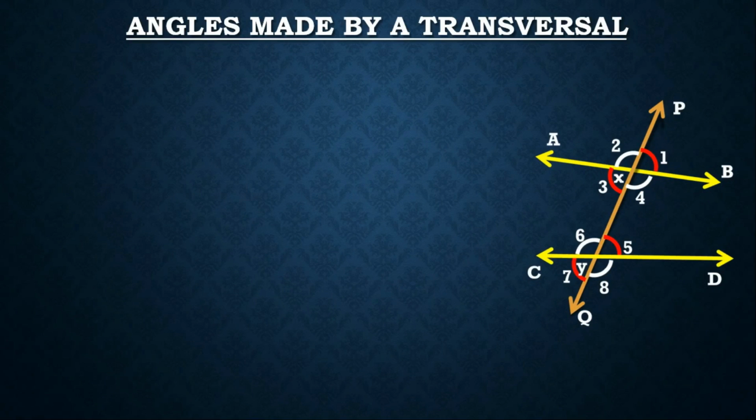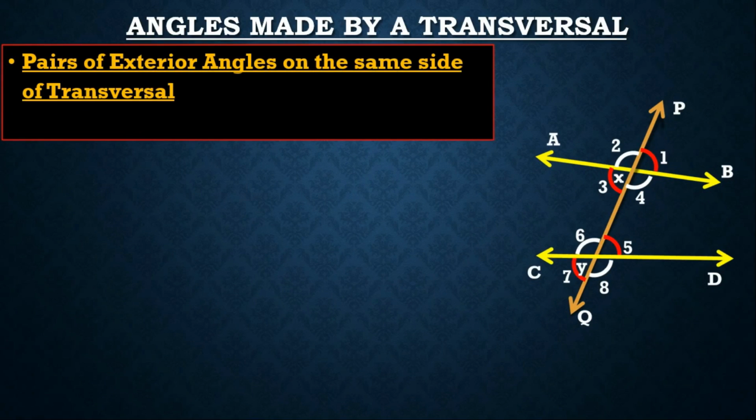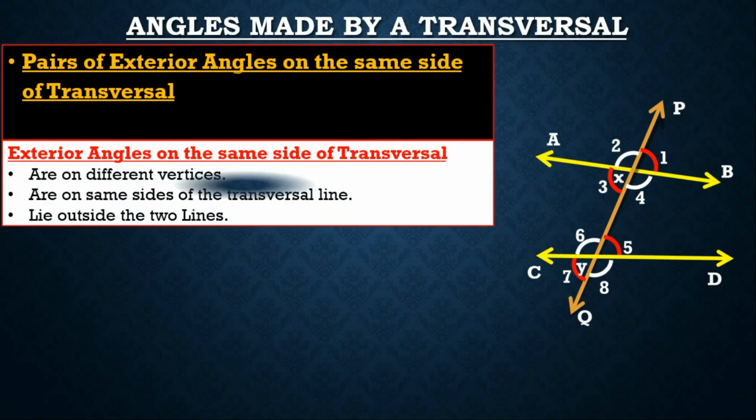Now let us move to another angles which are made by a transversal. So the pair of exterior angles on the same side of the transversal. Now we will see which are the pair of exterior angles on the same side of the transversal. So exterior angles on the same side of the transversal are on different vertices. They are always located on the different vertices, on the same side of the transversal line. Now they will be located on either one side of the transversal line.